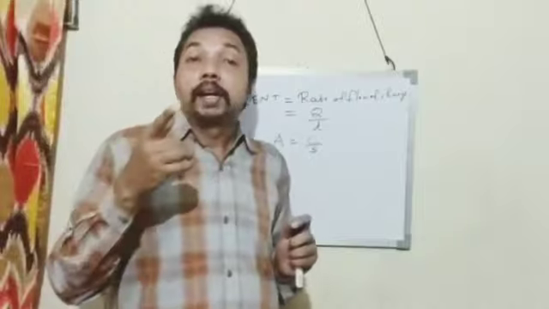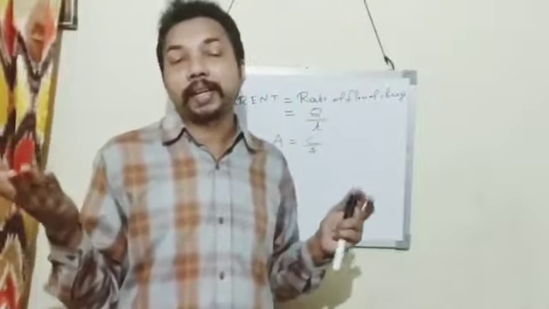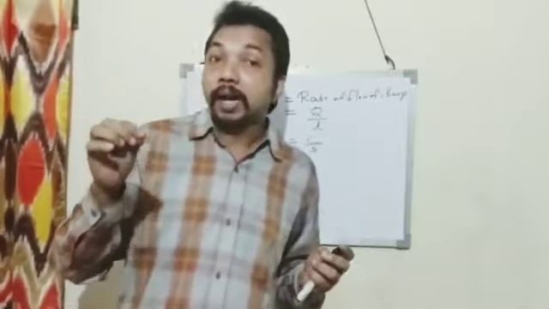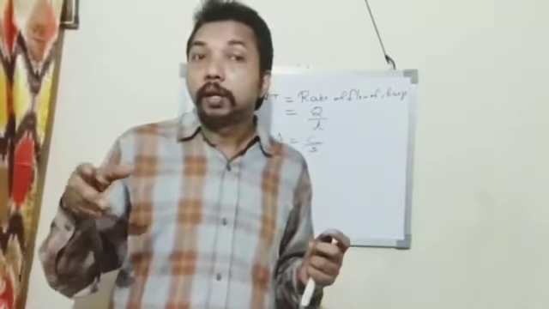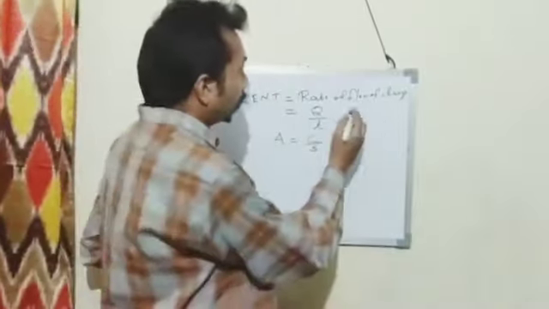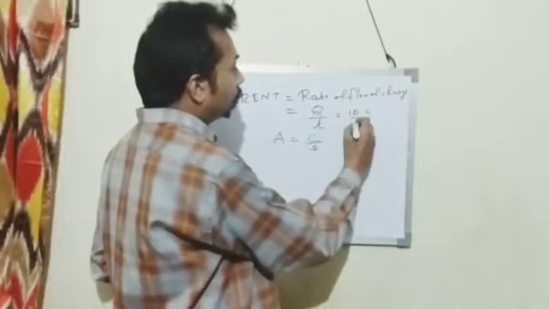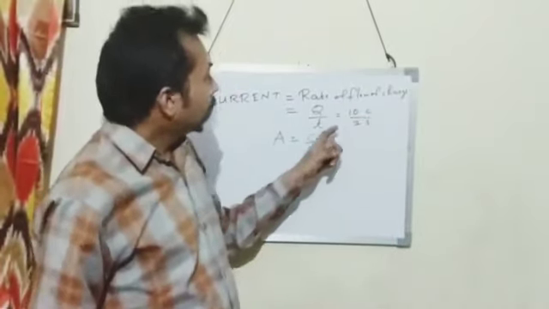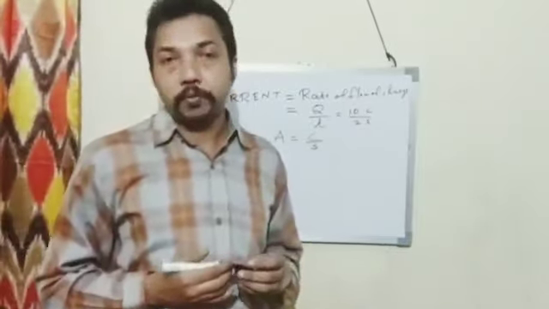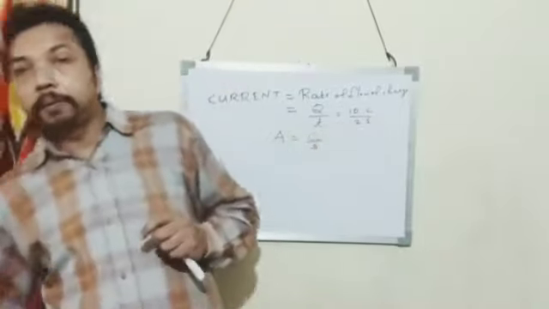The question is: 10 coulomb of charge flows in 2 seconds. What is the magnitude of current? 10 coulomb flows in 2 seconds, so the current is 10 upon 2, which is equal to 5 ampere. That is the answer, 5 ampere. So this way we find the magnitude of current.